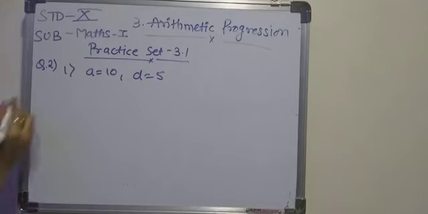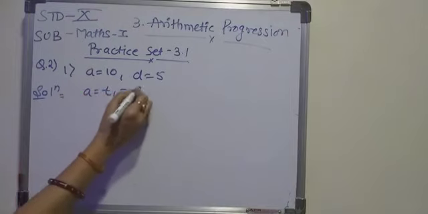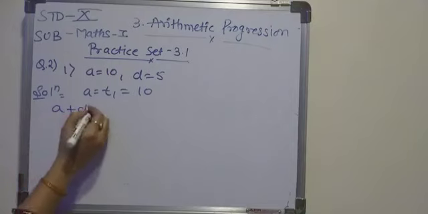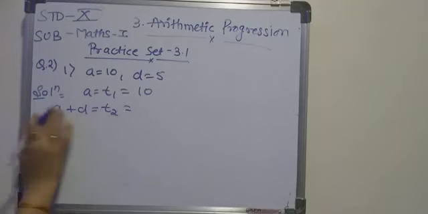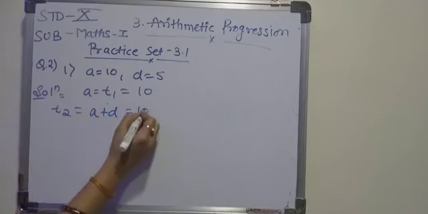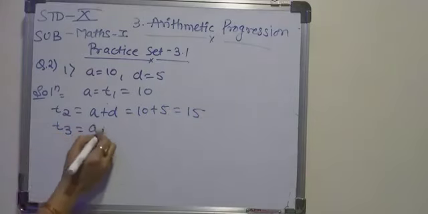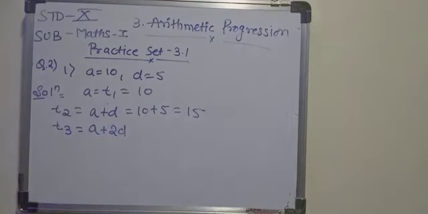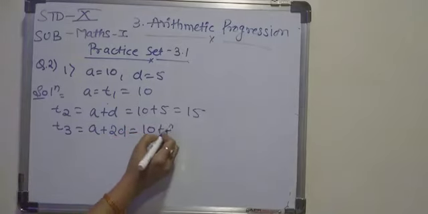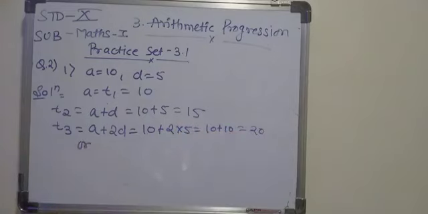We have already studied the sequence of an AP, which is like this: A, your first term, is 10, and then your next term is A plus D, or you can write T2. A plus D means 10 plus 5, which is equal to 15. Next, for the third term, A plus 2D, which means 10 plus 2 into 5, which is 10 plus 10, equal to 20.